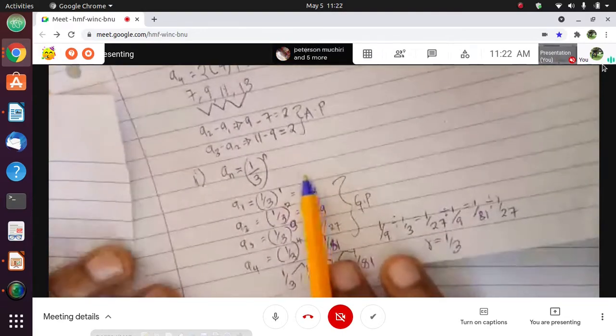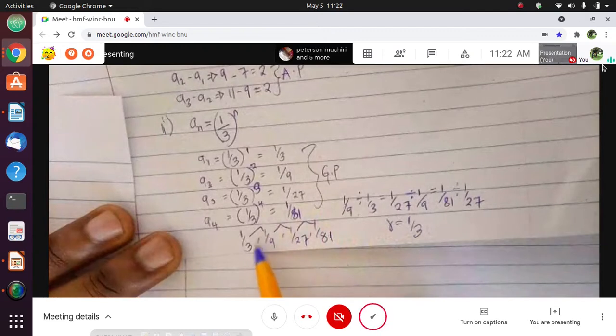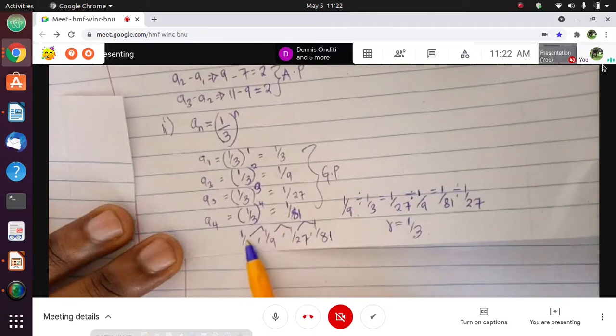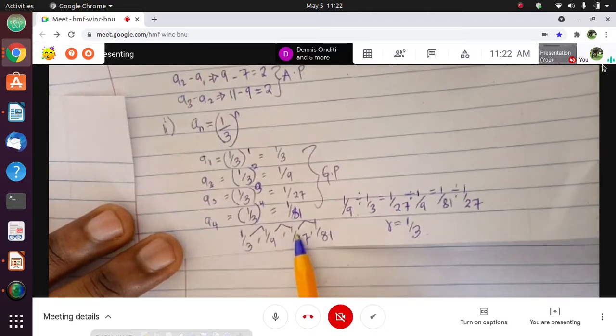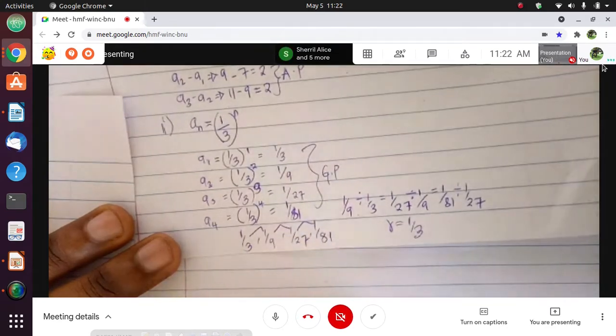For a geometric sequence, when I divide the successive terms, the numbers that follow each other, this is the first term, the second term. If I take A2 divided by A1, I should get the same ratio as if I take 1 over 27 divided by 1 over 9. This becomes a geometric sequence.